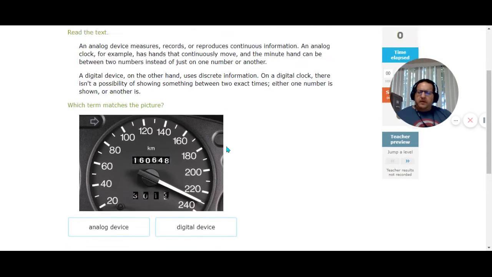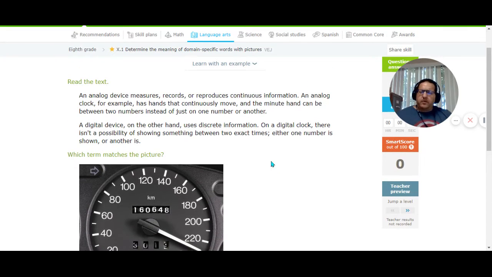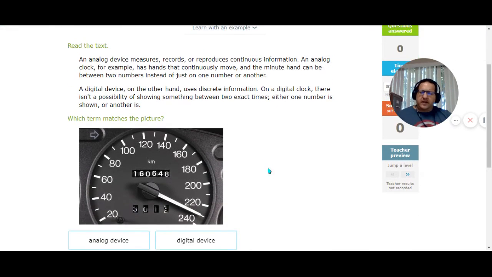So I want to look at what the potential answers are, of course, so analog device, digital device, before I jump into the text, so that I have a sense of, I'm limiting myself to what I have to know. An analog device measures, records, or reproduces continuous information. An analog clock, for example, has hands that continuously move, and the minute hand can be between two numbers instead of just on one number or another.